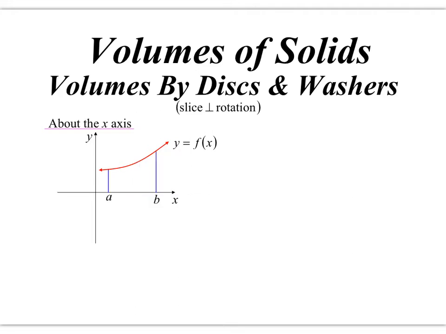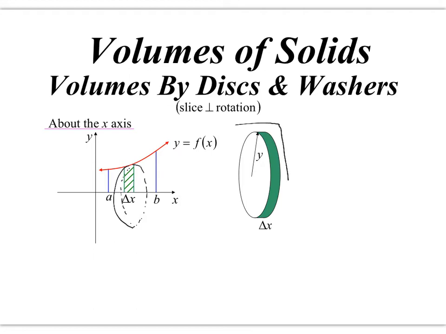So let's go from a domain A to B. Take a very thin strip. That very thin strip will have a very small change in x, so delta x. And if we rotate this whole strip around the axis, which is x, we're going to end up getting this particular shape right here.